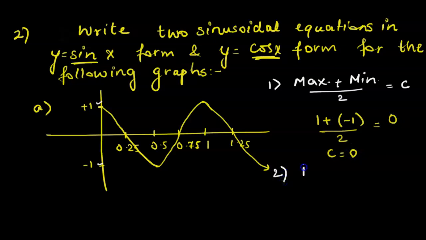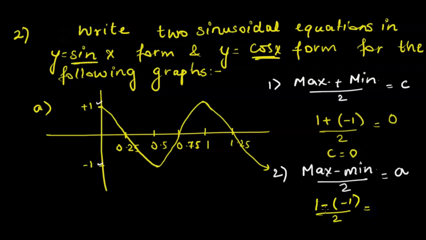The second step is to take the max value, subtract the min value and divide by 2, and this would give us the a value. In this example, max is 1 minus min is -1, divide by 2. So this gives us 1 plus 1 is 2 over 2, which is equal to 1. Therefore, the amplitude we have for this example is 1.